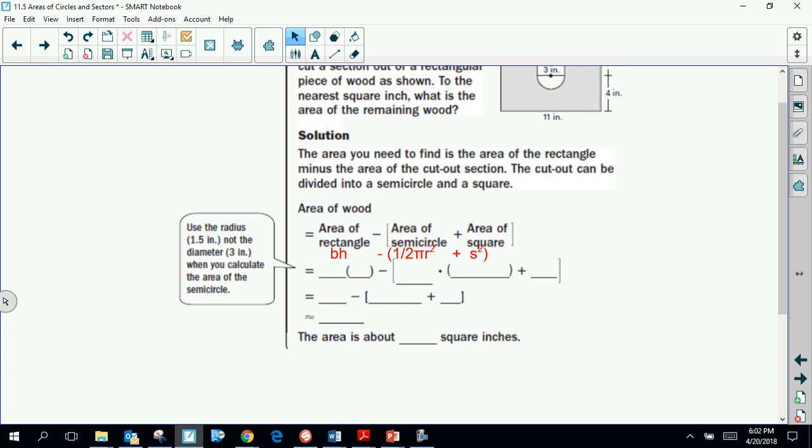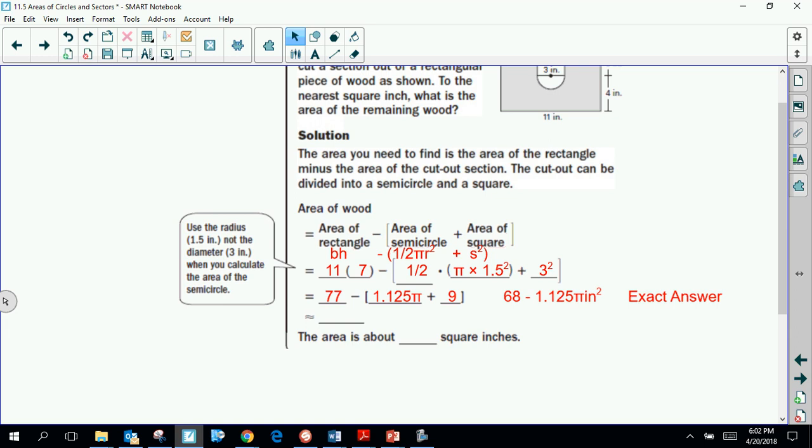Now I'll substitute my values. So base times height for the rectangle, 11 and 7. Pi times radius squared will give me pi times 1.5 squared. And the area of the square is 3 squared. Simplifying those values will give me 1.125 when I square the radius, and 9 is what I get when I square 3.